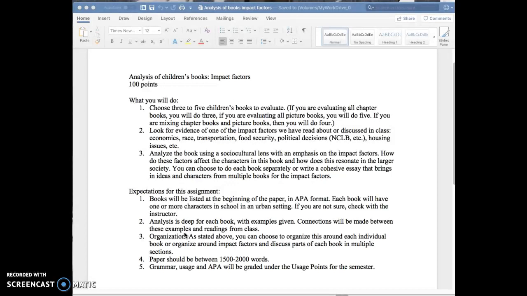The paper should be between 1,500 and 2,000 words. That's pretty clear, easy for you to tell, easy for me to tell. And then your grammar, usage, and APA will be graded under the usage points for the semester. So if you're messing up with APA, for example, you will not lose points in this paper, but you will lose points under your usage points for the semester. Okay, again, be sure to ask questions in the forum that is available for you.